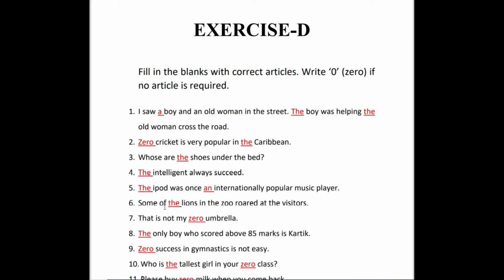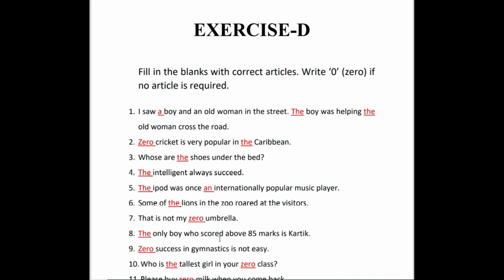Number six, some of the lions in the zoo roared at the visitors. Number seven, that is not my dash umbrella. It was our first rule in zero articles that when we use words like my, this, that, his, we are not supposed to write any definite or indefinite article. We can't say my the umbrella or the my umbrella. Do you remember that point? Good. So here we will write zero umbrella.